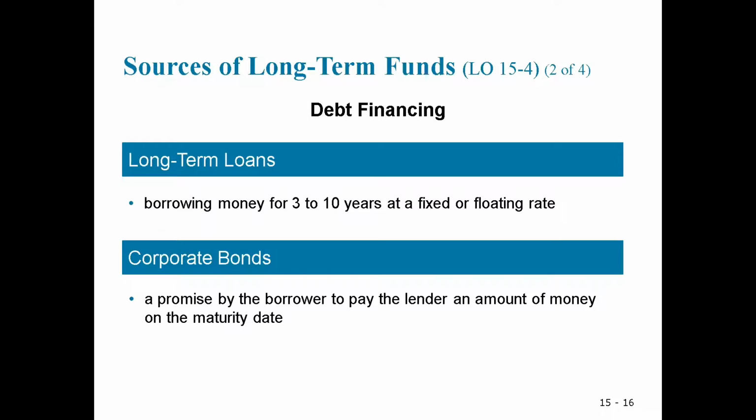2. Corporate bonds. A promise by the borrower to pay the lender an amount of money on the maturity date. Advantages. Interest on the debt is tax-deductible. Disadvantages. Firm may have difficulty finding a lender for extremely large loans. The firm may have restrictions placed upon it during the loan.